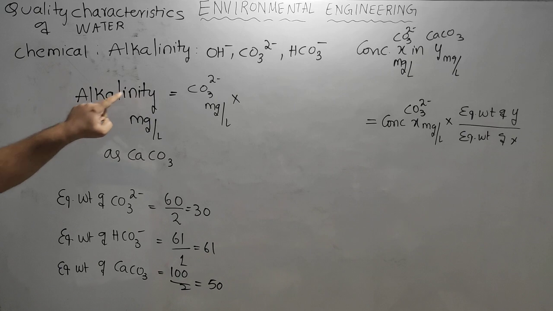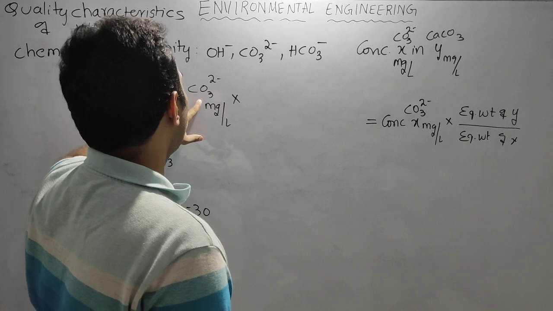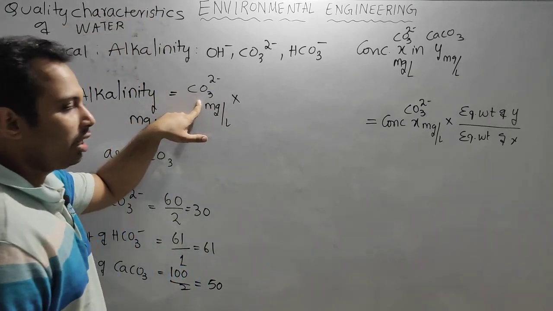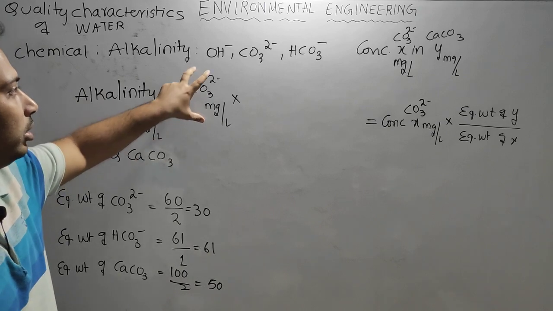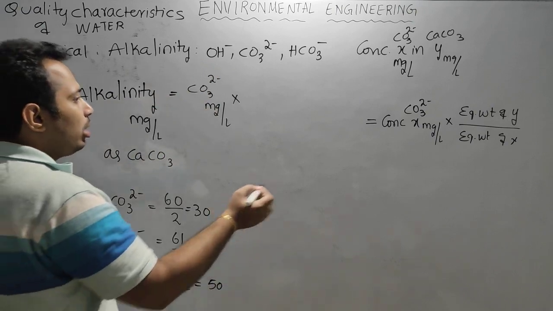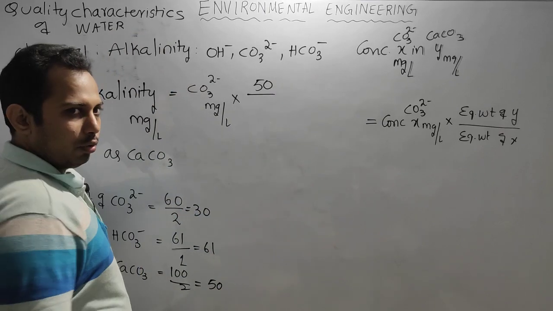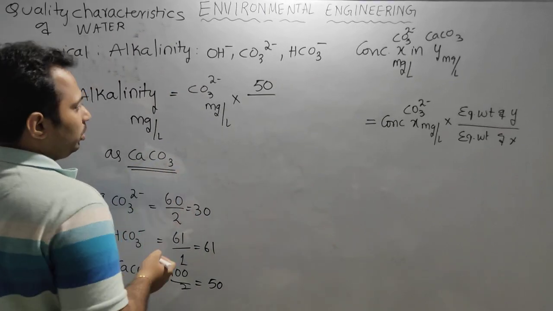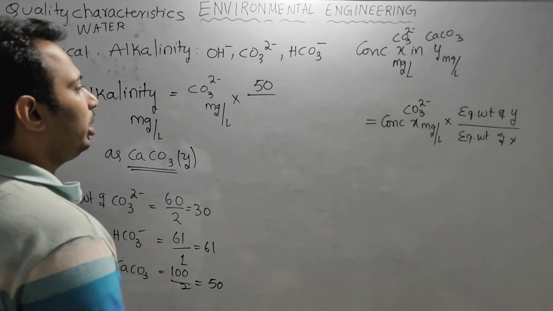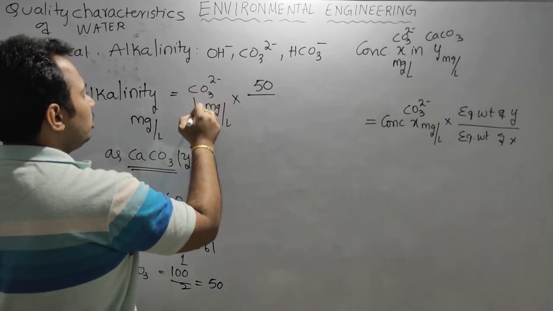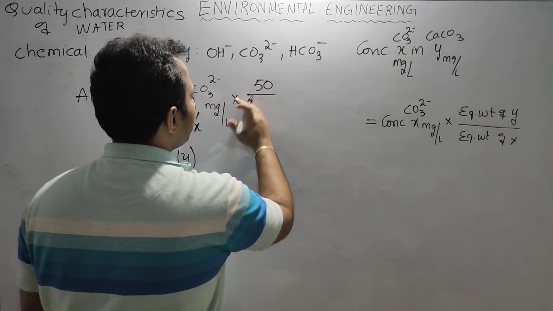So alkalinity is caused majorly due to these two only. If I determine the CO3 2 minus concentration using the titration technique, I will get this from titration. And I know the equivalent weight of Y, that is 50, because we need to take the equivalent weight of CaCO3, since I am writing it in terms of CaCO3. And the equivalent weight of X, this is 60 by 2, that is 30.